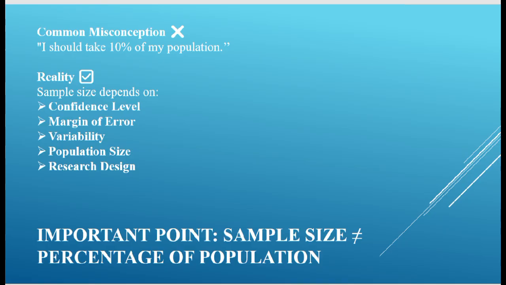But why 10%? Unless there is a methodological justification, selecting a fixed percentage of the population is not a scientifically sound way to determine sample size. Sample size is not simply a percentage of the population. It depends on statistical factors such as confidence level, margin of error, population variability, and research design. Therefore, instead of saying I selected 10% of the population, a researcher should provide a methodological justification for the selected sample size.